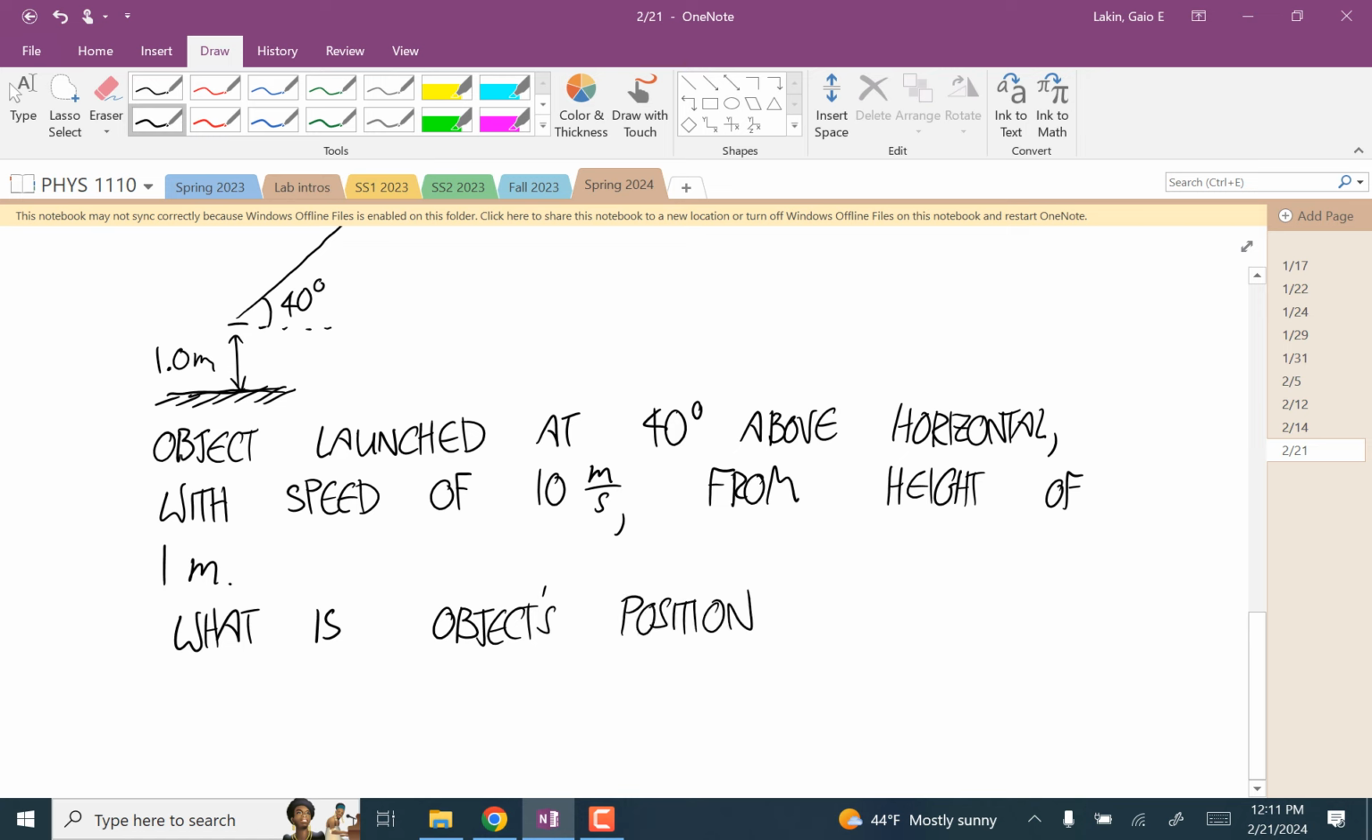Okay, well, what's this thing going to do if it's launched like this with a speed of 10 meters per second? It's going to follow a path like this. All projectile motion in 2D follows some sort of parabolic path. Okay. And we're going to try to figure out what's going on here when it reaches the highest point.